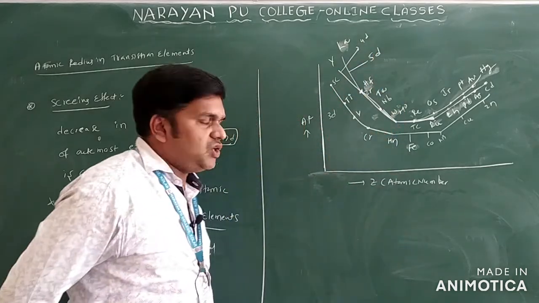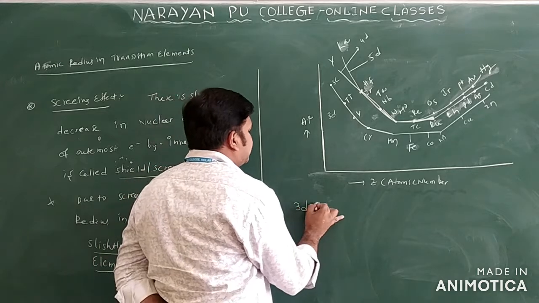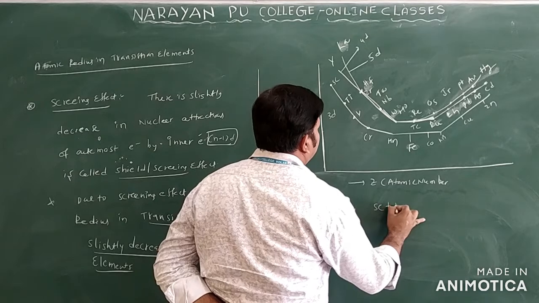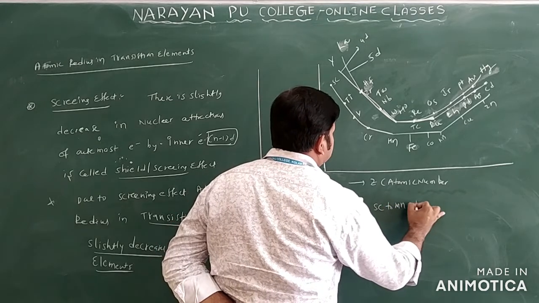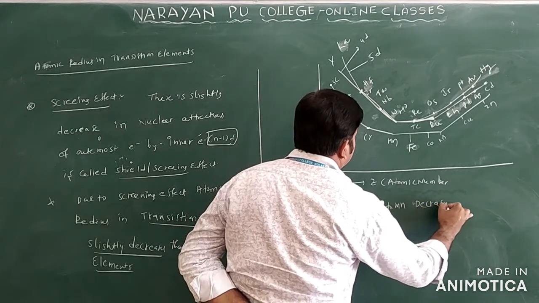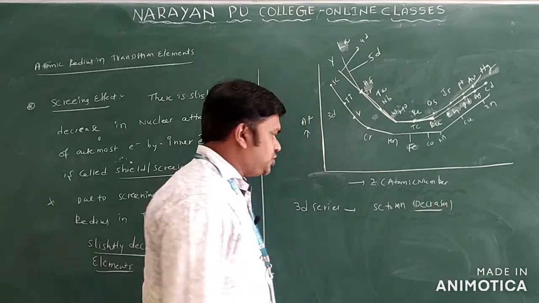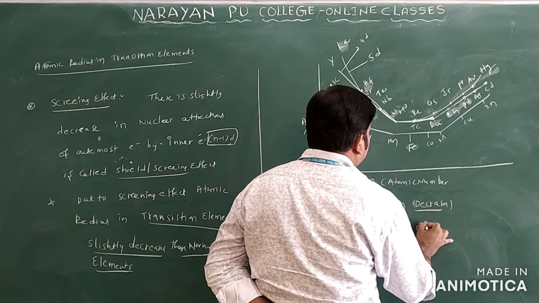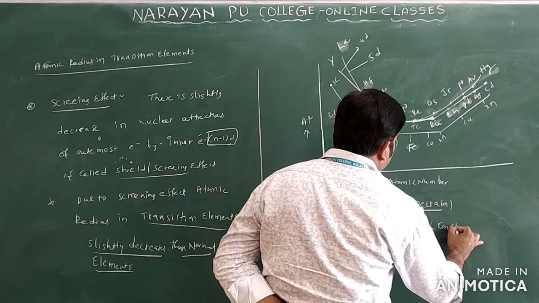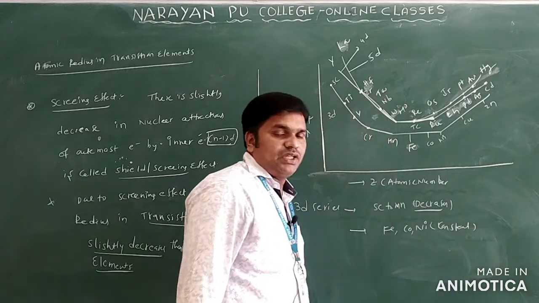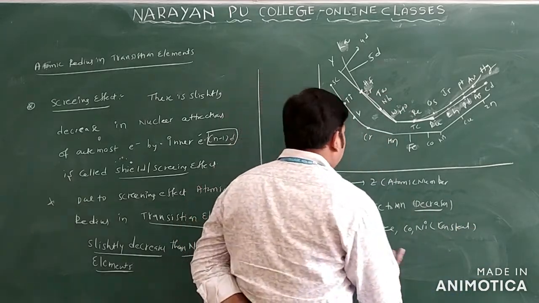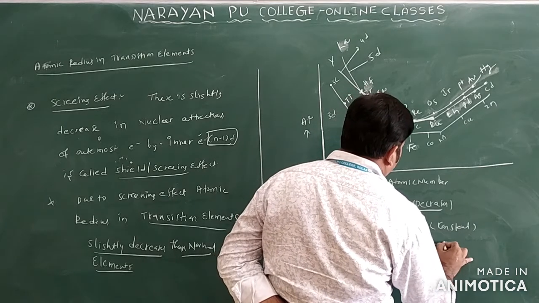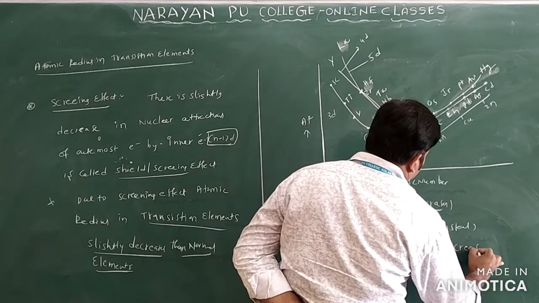5D series only. If you see the 3D series elements, scandium to manganese, what happens? Decreases only. But you can see for a few elements, iron, cobalt and nickel, the radius becomes constant. Then come to the next elements, copper and zinc. The atomic radius increases only.